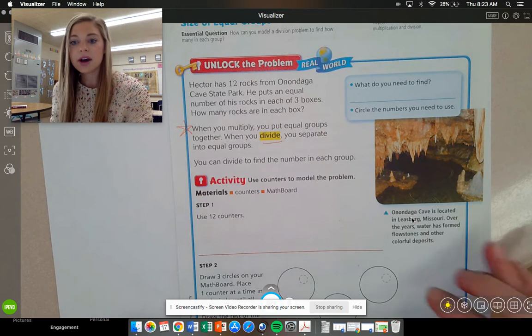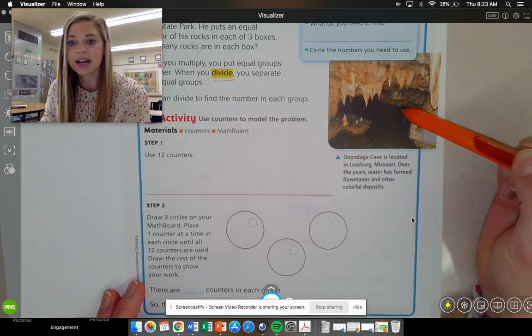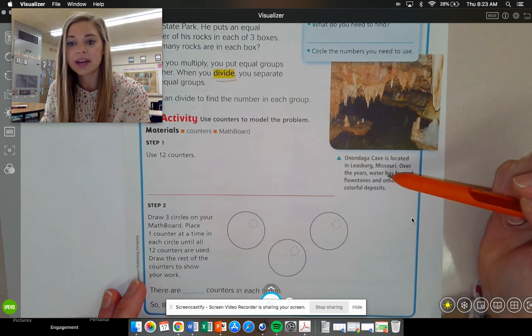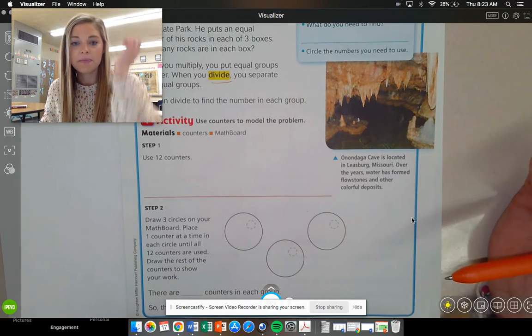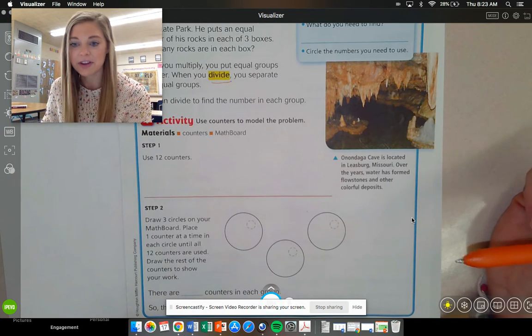So here's a little picture of the Onondaga Cave State Park. That is really cool. It is located in Missouri. So maybe you can go there someday. Maybe some of you have actually been there. I've never been there, but it looks really fun.